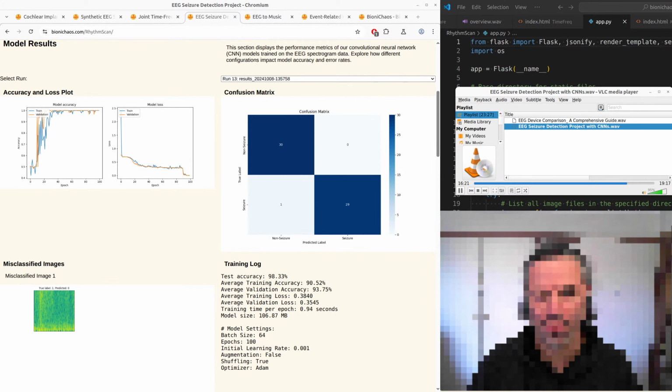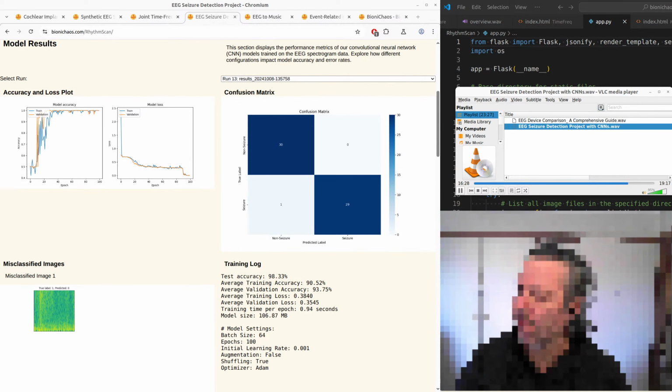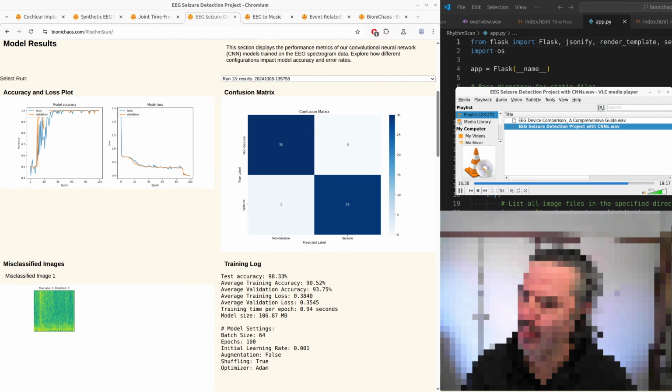Improving robustness is huge. Will a model trained primarily on data from the CHB-MIT database work well on EEG data recorded using different equipment, maybe in a different hospital with different protocols? The domain adaptation problem, making it generalize. Yes, that's a major challenge for real-world deployment.